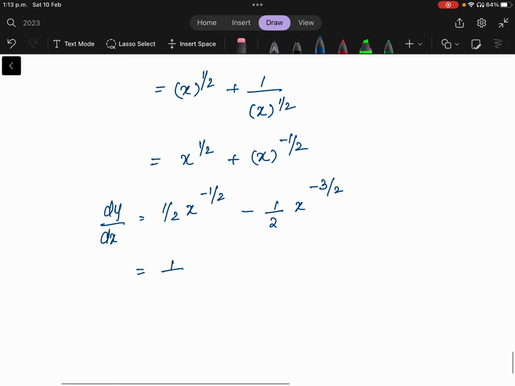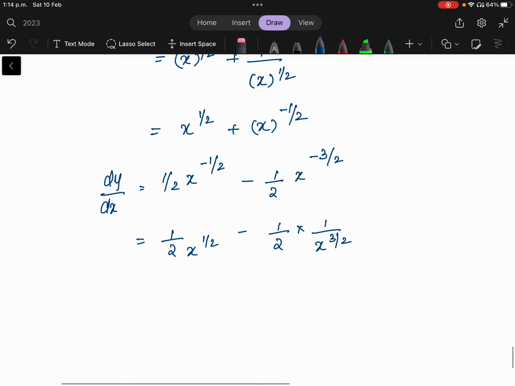This again you can simplify as 1 by 2 x to the power of 1 over 2 minus 1 by 2 times 1 by x to the power of 3 over 2. Then if you want, you can write this as 1 by 2 root x minus 1 by 2 root x cube.